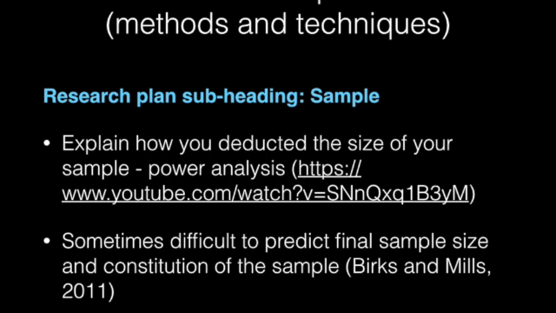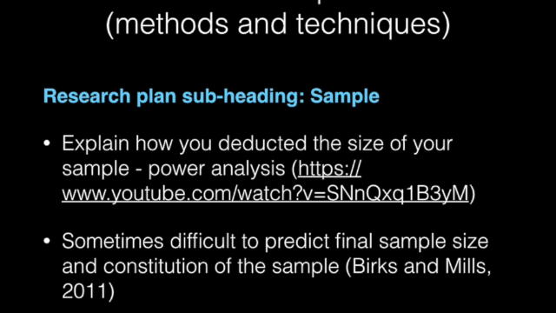In qualitative studies, however, it's a lot different, and sometimes it's quite difficult to predict the final sample size and constitution of that sample until you get into the study, and that is mainly because of the iterative and inductive nature of qualitative research. So that can be a little hard, but you do need to justify either putting down an approximate sample size or not putting down a sample size, but providing a reason why you haven't actually done that.